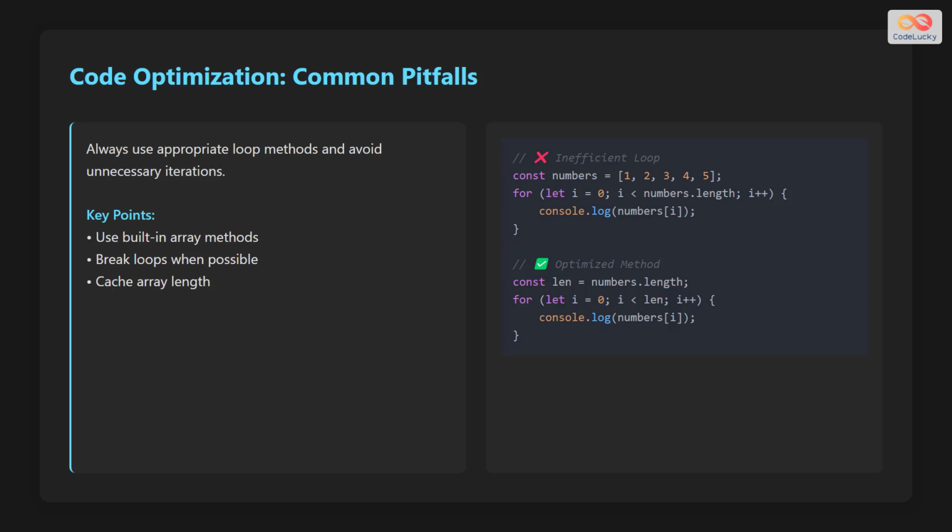For example, instead of recalculating the array length in each iteration of the loop, it's better to store it in a variable before the loop. This small change can significantly improve performance, especially in large arrays.